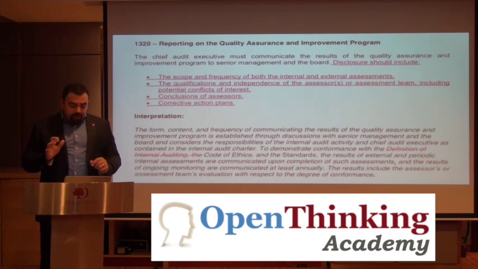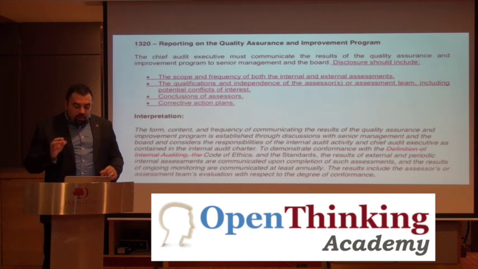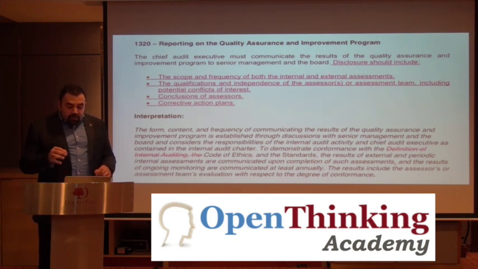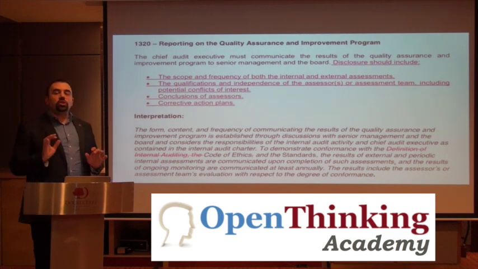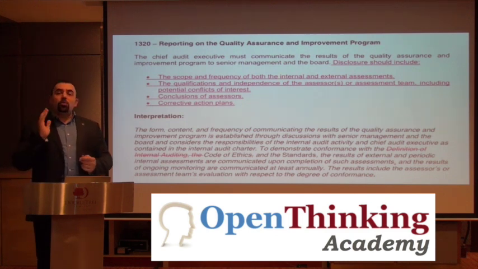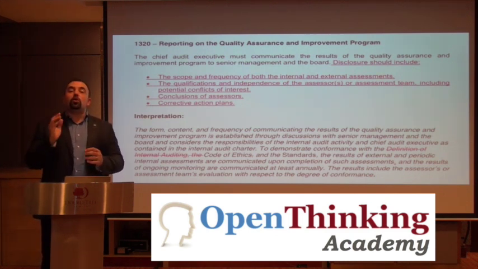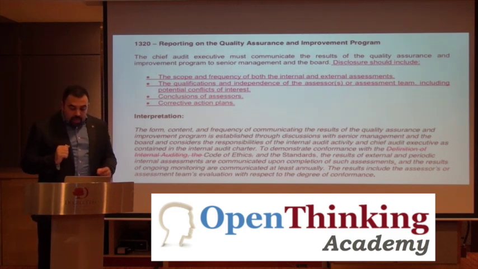So, in the interpretation, they say the form, content, and the frequency of communicating the result of quality assurance and improvement program is established through discussion with the senior management and the board and considers the responsibility of the internal audit activity and the chief audit executive as contained in the internal audit charter. To demonstrate conformance with the code of ethics, the standards, the results of the external and periodic assessment are communicated upon completion. That's the question. When you conduct periodic assessment, when you conduct external assessment, the result of the assessment need to be communicated immediately to the board of directors. And the result of the ongoing monitoring are communicated at least annually.